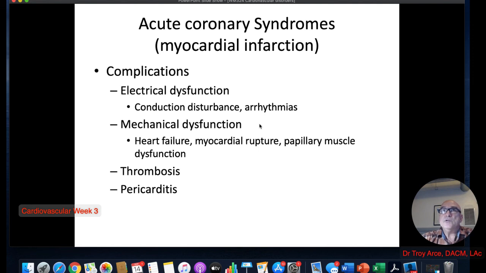Complications. So complications include electrical dysfunction. There may be conduction disturbance or arrhythmias, mechanical dysfunction, heart failure, myocardial rupture, papillary muscle dysfunction, thrombosis, and pericarditis.